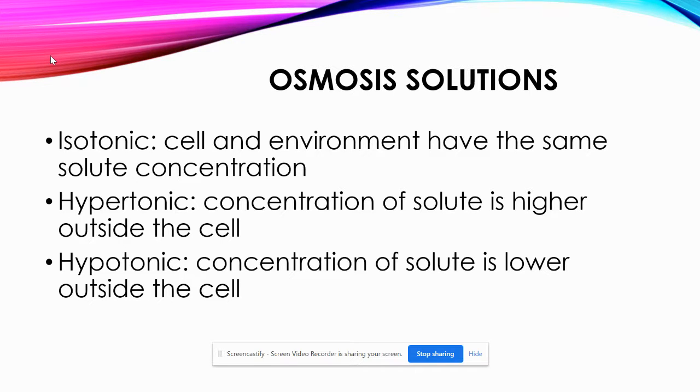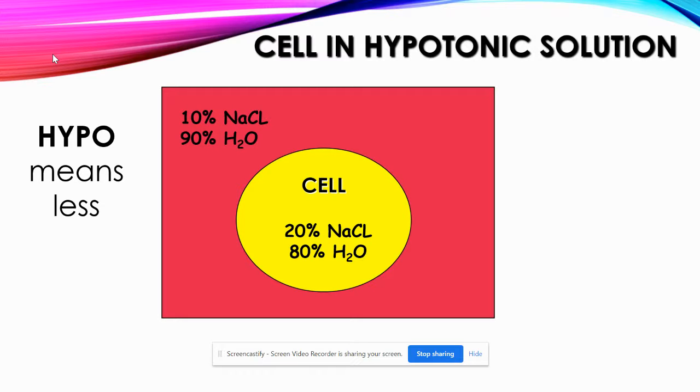And in a hypotonic, hypo means low, so the environment has a lower solute concentration than the cell. So hypo means less. So the environment has less salt here. NaCl is sodium chloride, that's salt, table salt. 10% outside the cell, 20% inside the cell. Where is the water going to go?